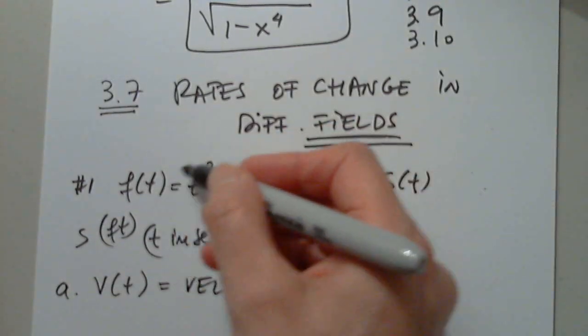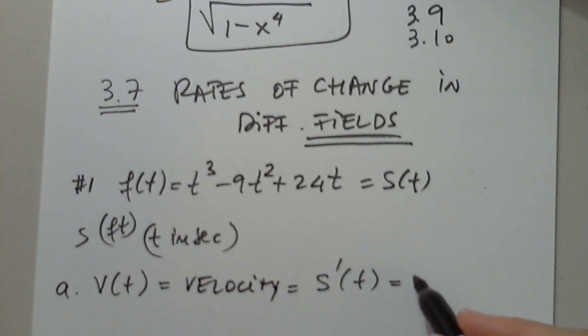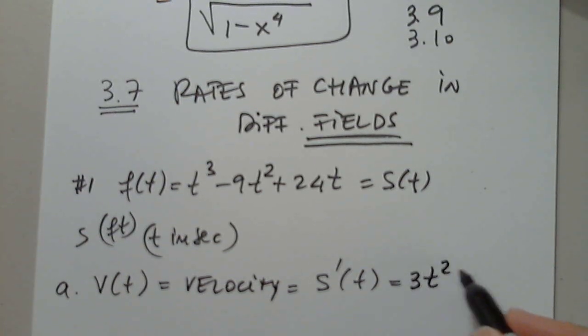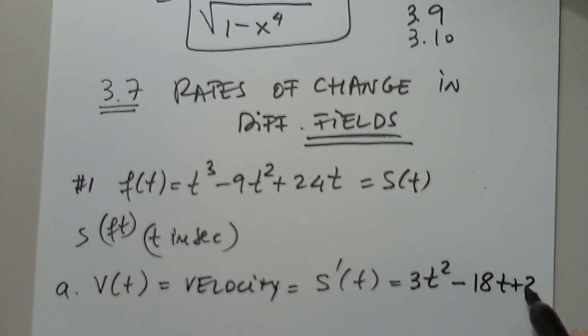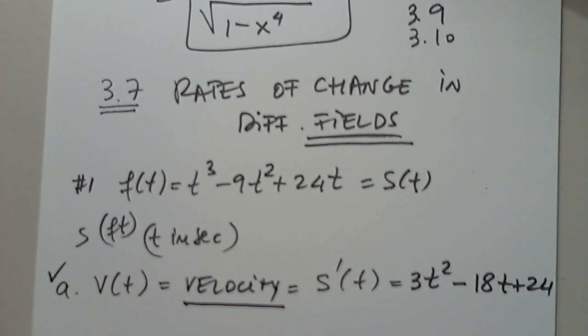Can anyone differentiate this simple function for us? 3t squared minus 18t plus 24. This is it. This is the velocity, and this is done. Nothing new so far. Let's take a look at part B.